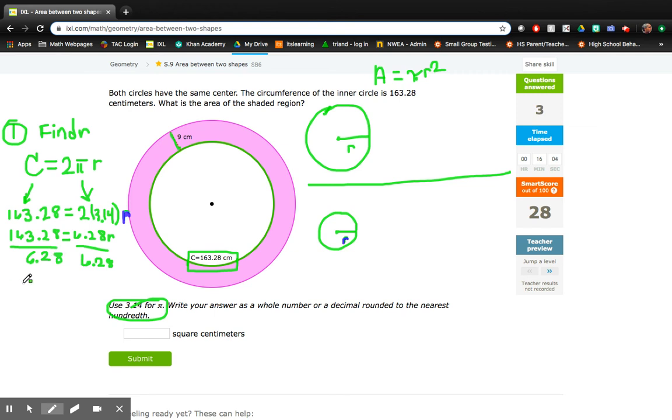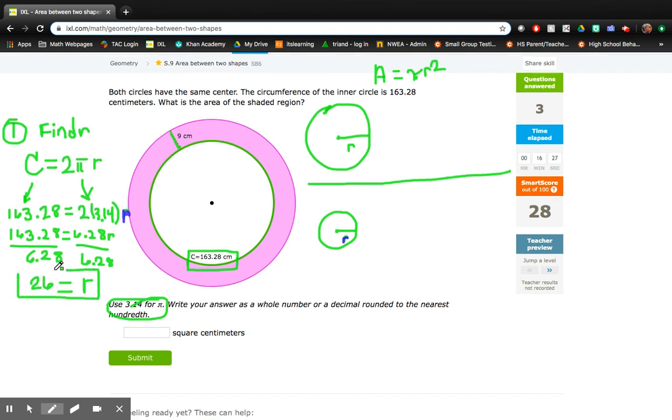And so I'm just going to grab a calculator. So that's going to be 163.28 divided by 6.28, and that's going to give me 26 even. And so what I have just found, this r right here, is of this small circle that they gave me the circumference of. This 26 is the distance from the edge of the circle to the center of the circle. This is my little r. So right here, this value is 26.